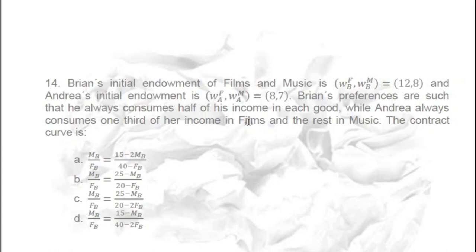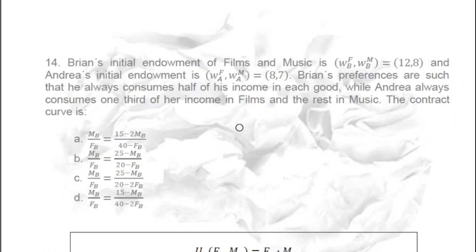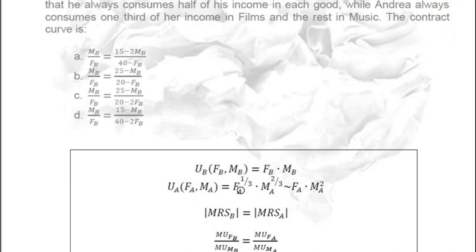So let's do it. Andrea always consumes one third in films. Okay, then the utility function for Andrea is one third in films, two thirds in music. If we multiply the exponents by 3, we would have F times M squared. Okay, and this is easier to manage with the derivatives, okay?